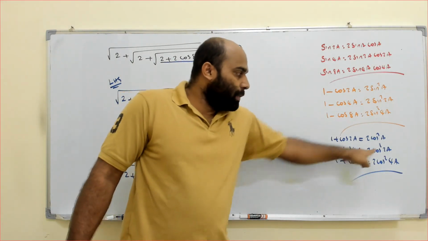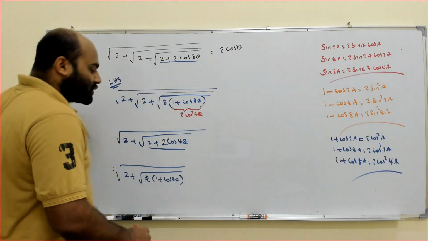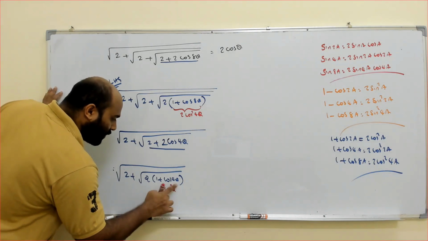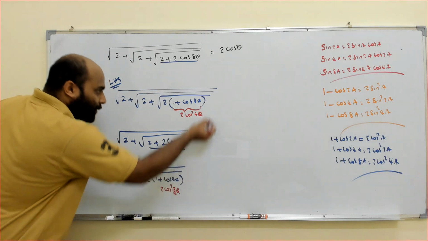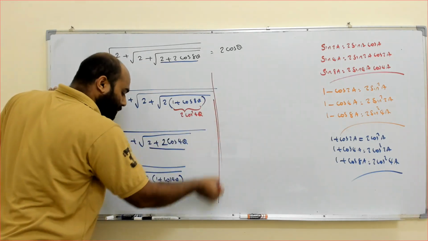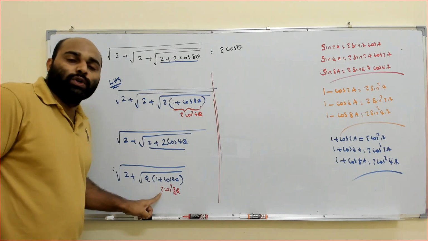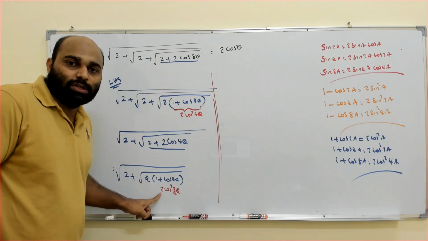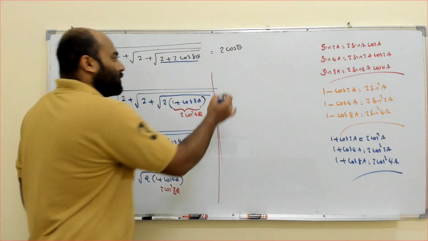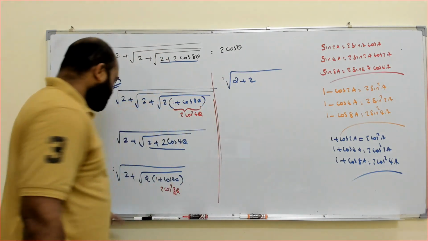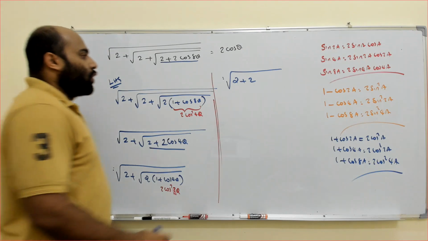We have 1 plus cos 4 theta, what is it? 2 cos square 2 theta. So this can be written as 2 cos square 2 theta. I hope you understood it. So again one root will go, because 2 into 2 is 4, 4 square root is 2 cos square. So one root will go. So root of 2 plus 2 cos 2 theta will come.